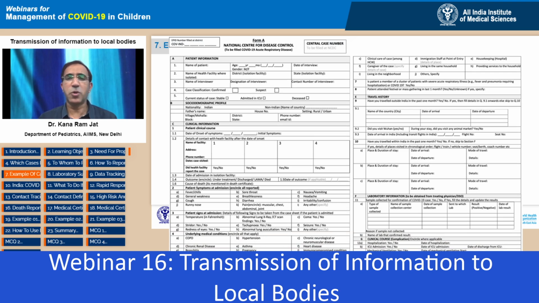Here is an example of a case report form from India. On the left side, there is space for demographic details, case classification, that is confirmed or suspect, and clinical details. On the right side, there is space for travel history, laboratory information, clinical details, and public health response.